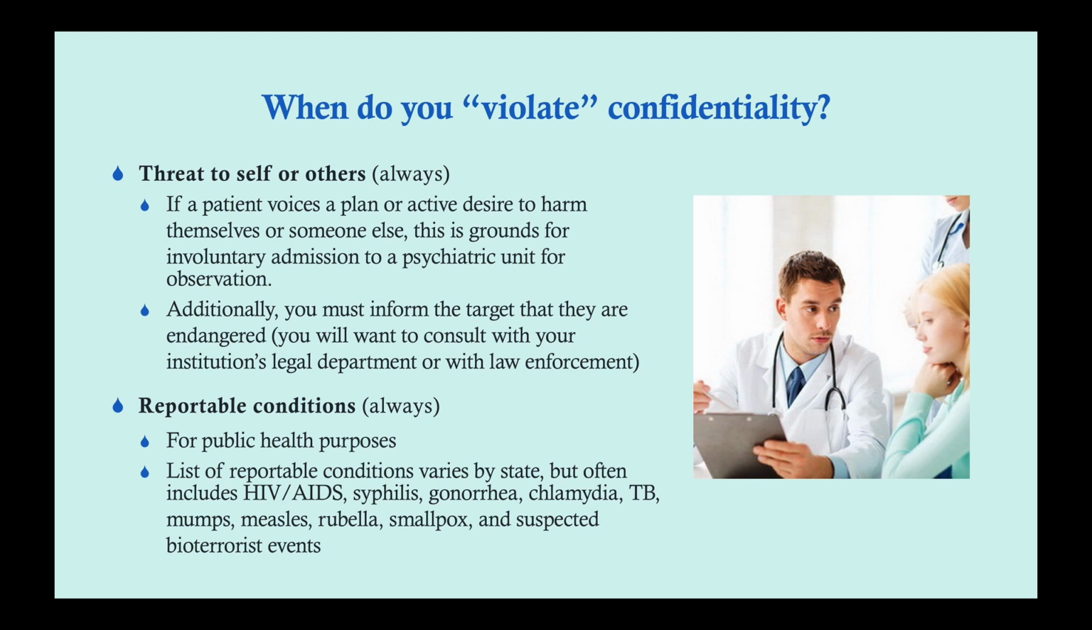So if a patient voices a plan or active desire to harm themselves or someone else, this is grounds for involuntary admission to a psychiatric unit for observation. So if a patient has active suicidal ideations, if they have active homicidal ideations, you're going to send them to a psych unit. Additionally, if it's homicidal ideations or they plan on hurting somebody else, their kids, their spouse, their coworkers, you have to inform the target that they're endangered.